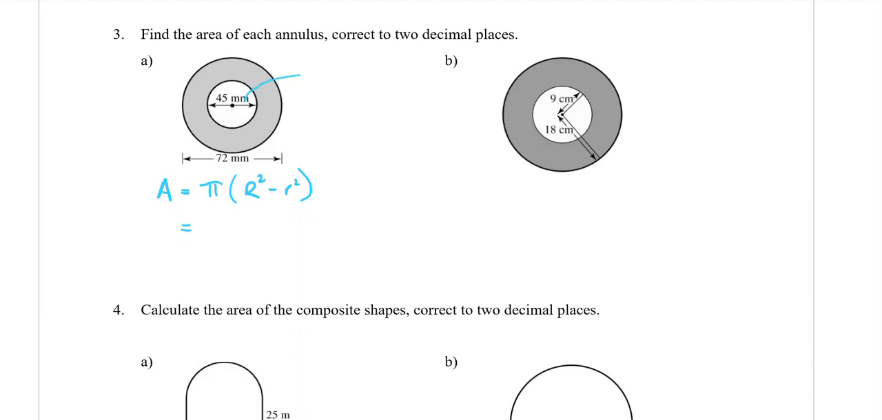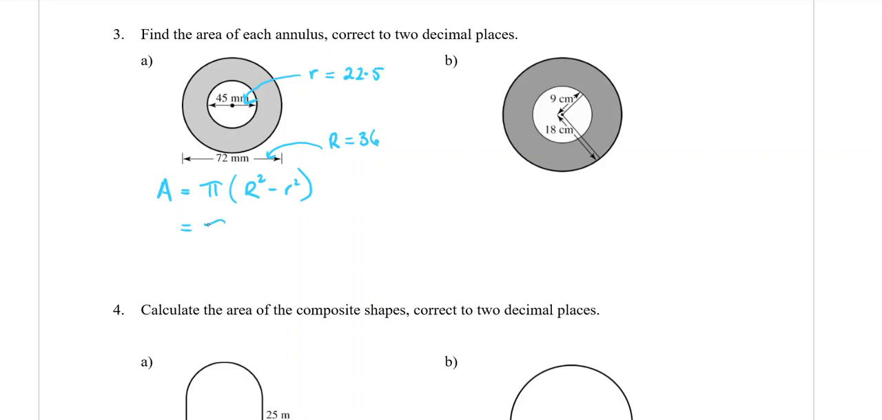These measurements are both diameters. So the inside one here, with a diameter of 45, that will be the little radius. 45 divided by 2 is 22.5. The big circle has a diameter of 72, so that's going to be a big radius of 72 divided by 2, which is 36.